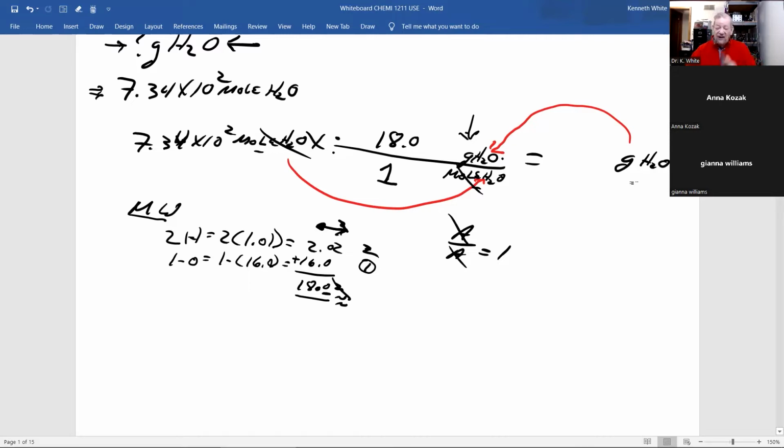So now I'm going to pick up my calculator, clear it. I always do. 7.34. For this calculator, to get 10 squared, second key, double E. You see the E on there, you probably can't see it. Put a 2 in there, multiply it times 18.0. And my calculator gives me this number.